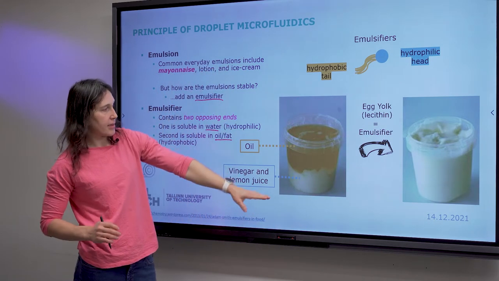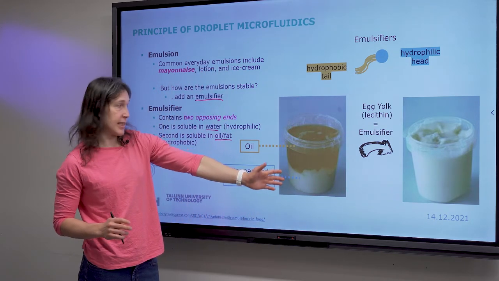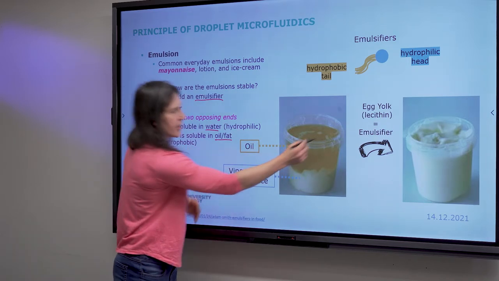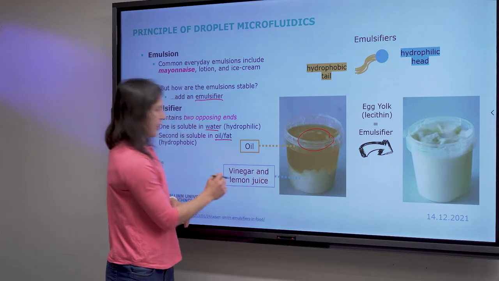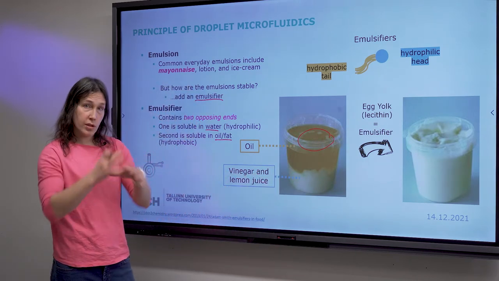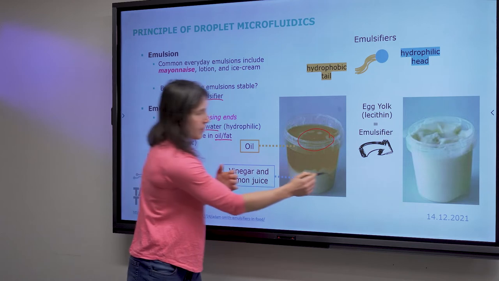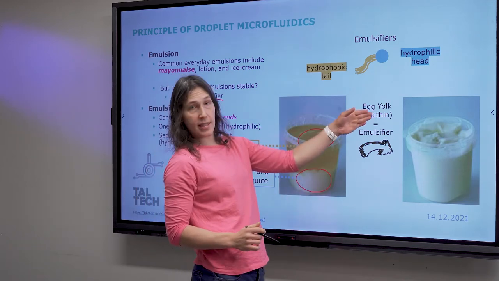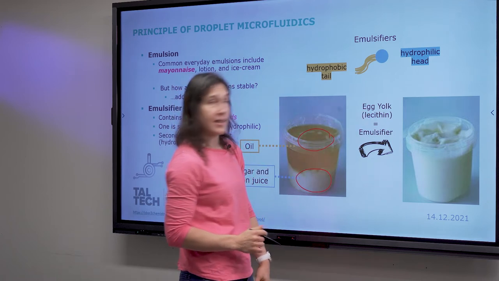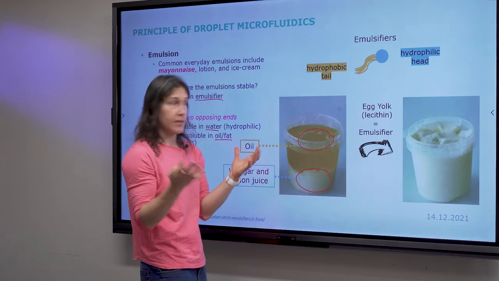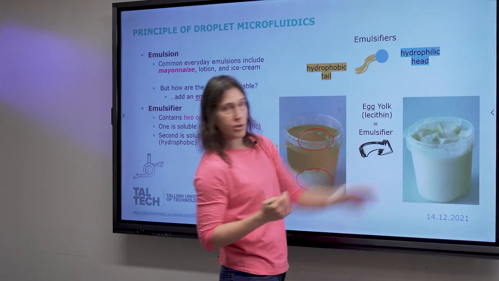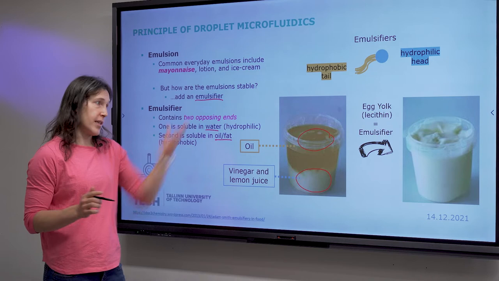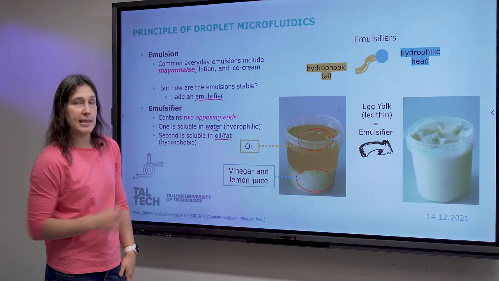And this means that, let's say we have some mayonnaise here. It doesn't look that great because right now you have the oil here at the top, and you have some vinegar and lemon juice, which are water-based, down in the bottom, and they're not mixing. But then you add some egg yolk, and that will act as an emulsifier. And then you will get what you commonly get in supermarkets, or you make your own, this nice mayo.